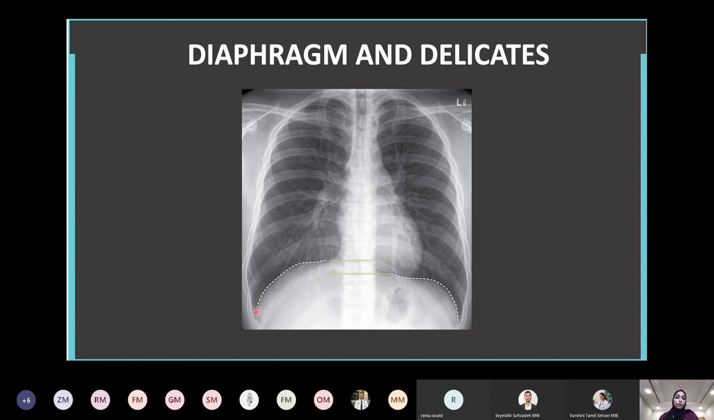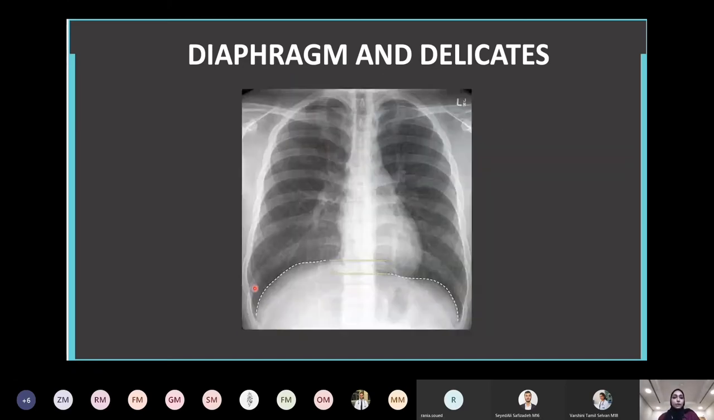Also, I need you guys to learn something called the costophrenic angle. It's an angle that has to be sharp. If this is obscured or this looks white, then there's something going on. So look at the borders of both hemidiaphragms, right hemidiaphragm, left hemidiaphragm, and then look at the angles. Make sure that the angles are clear, and that they're a little bit elevated. If they were both pushed down, that would be hyperinflation. So your chest is filled with air, and your lungs, or your diaphragms, get pushed down.